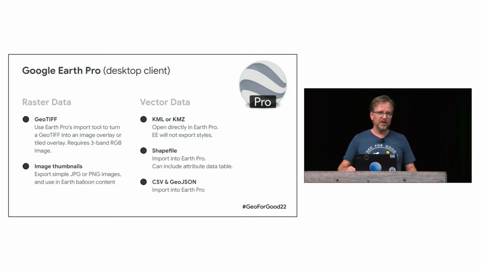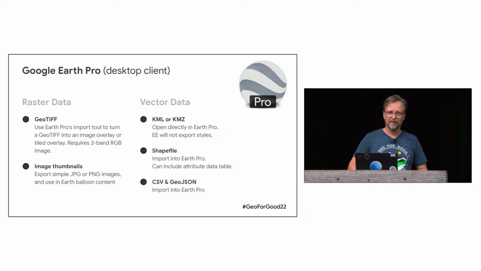If it's a larger image, it'll give you the option to either scale the image or crop it, or to create a tiled version. In Earth Pro, it uses something called a KML super overlay, and it chops it up into tiles and little KML files, a tree of them that make that work in Earth Pro.